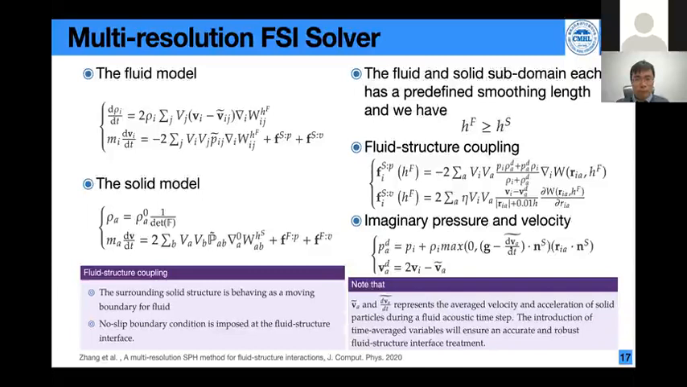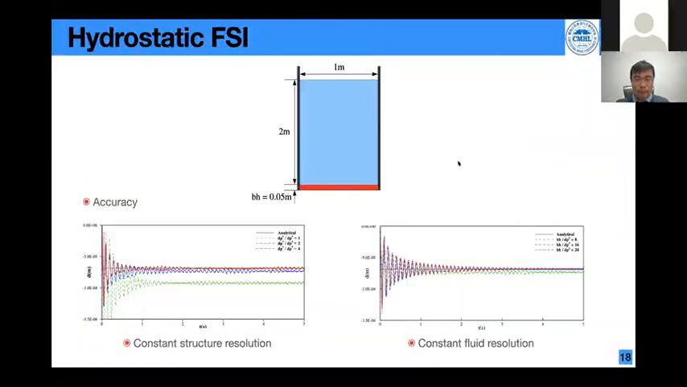This is because we are using a multi-time stepping method, which means that the fluid particles have one time integration while the solid particles have several time steps of integration. Therefore, if we use the current velocity and the acceleration of the solid particles, there will be force mismatching at the fluid-structure interface. Therefore, we introduce the time average velocity and acceleration for the accurate computation of the fluid-structure interaction. So this is a benchmark test for the FSI solver.